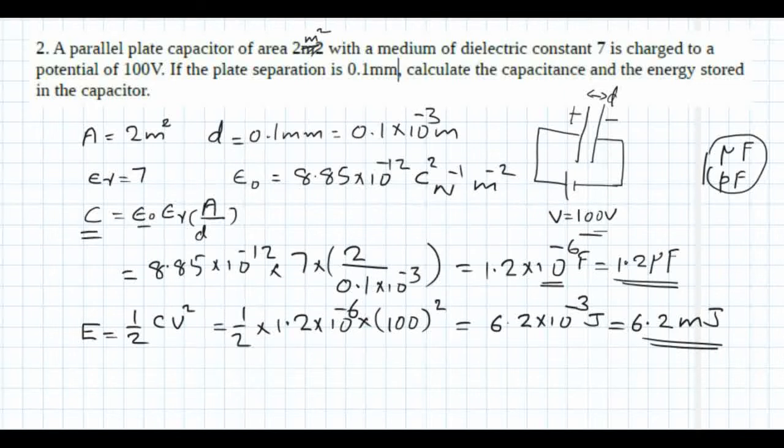So capacitance of a parallel plate capacitor is epsilon 0 epsilon r into A by d, where A is the area of the capacitor, d is the distance of separation, and V is the potential to which the capacitor is connected. This we have already discussed, so I am not repeating. All the things are given, so it is a direct question, and the answer is 1.2 microfarad. Energy stored is half CV square, with C as 1.2 microfarad and V given, so on substitution we get 6.2 millijoule.